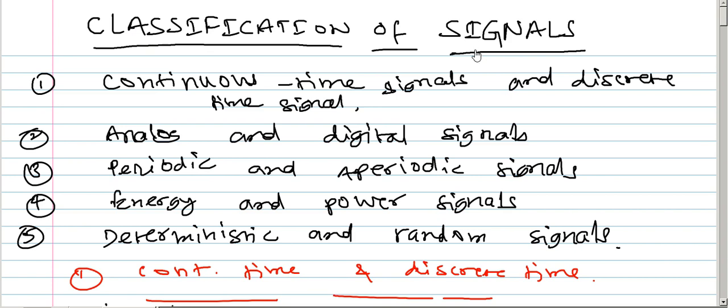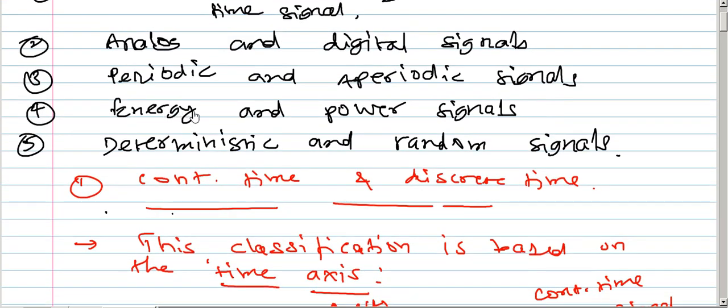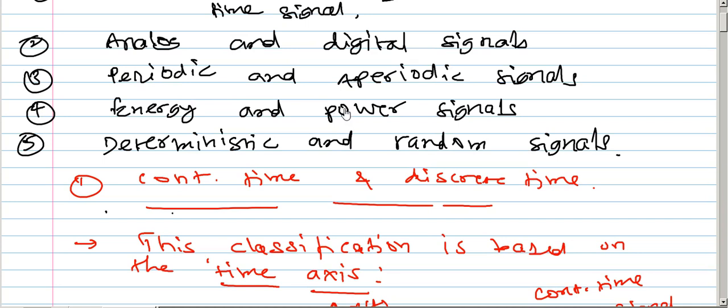So in this video we have seen the classification of signals. The first one is continuous time and discrete time, and this classification is based on the x-axis or time axis. The second one is analog and digital, which is based on the vertical axis or amplitude axis. The third one is periodic and aperiodic. A signal is periodic if it repeats itself after a certain time, and if there is no certain pattern in the signal, then it is an aperiodic signal. The fourth one is energy and power signal. If the signal's energy is finite, we call it an energy signal, and if the power is finite, we call it a power signal.